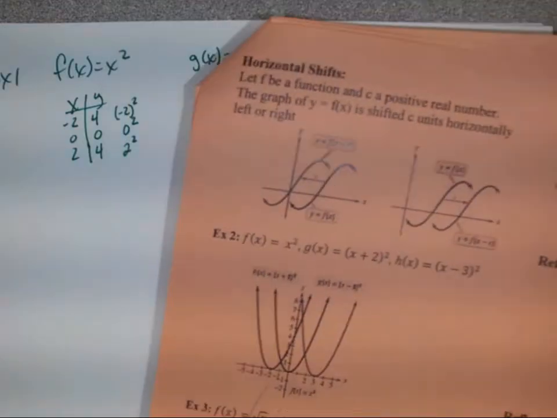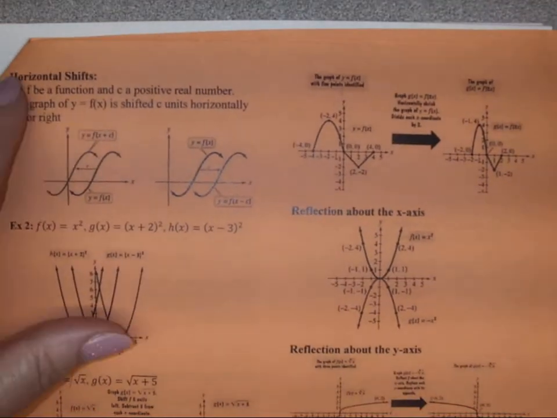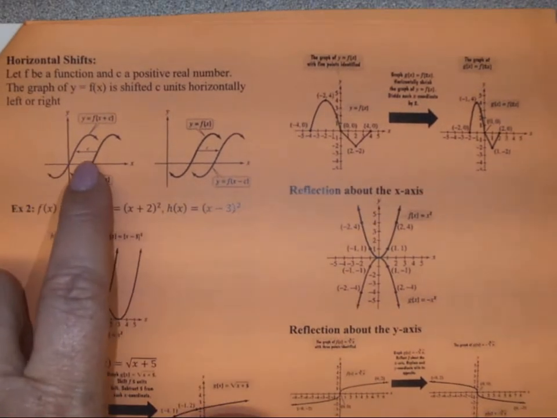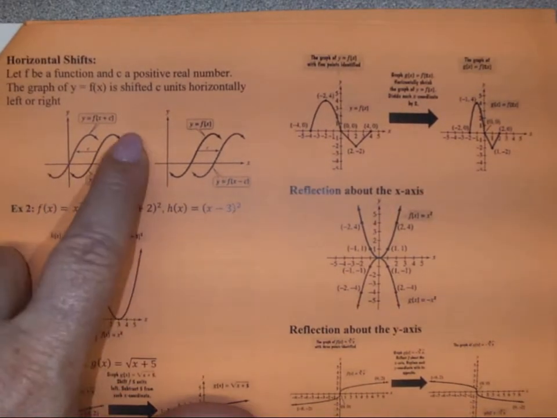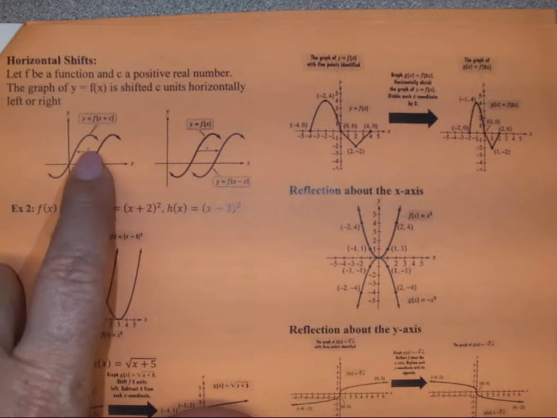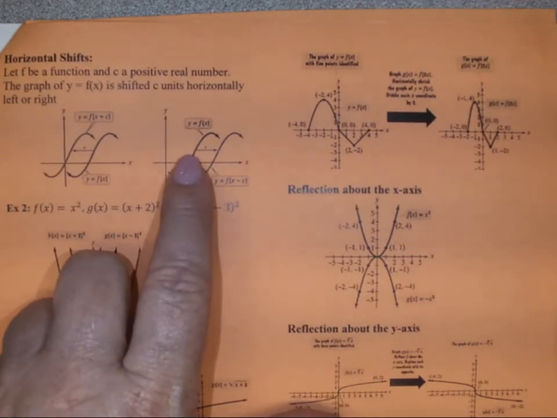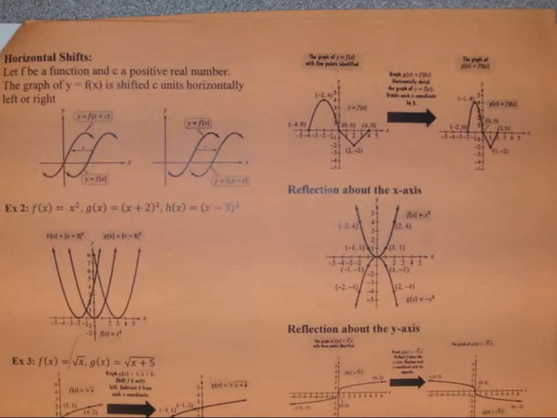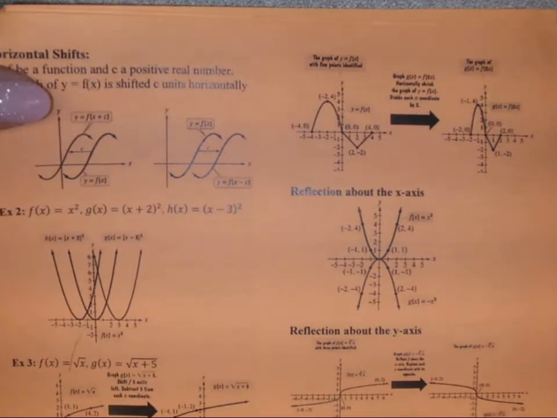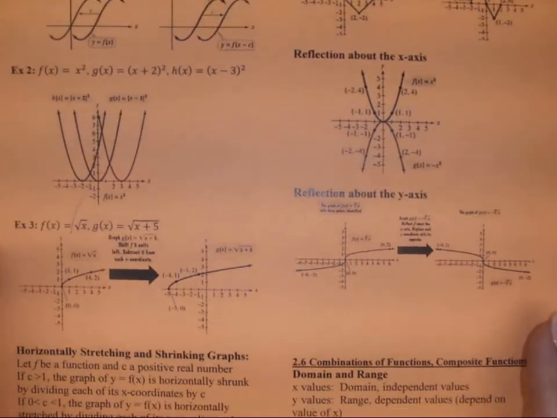The next ones we're going to look at is horizontal shifting. So you can see here, if this is my function, when I add c, it scooches over to the left. When I subtract, it's going to go to the right. And we can see this happening with these graphs.